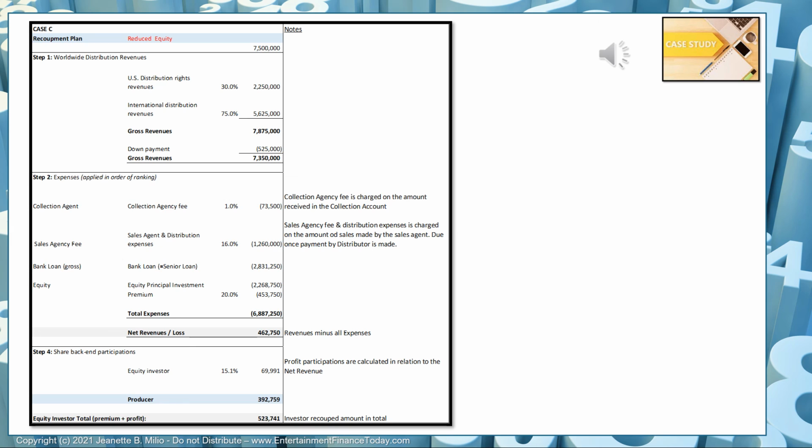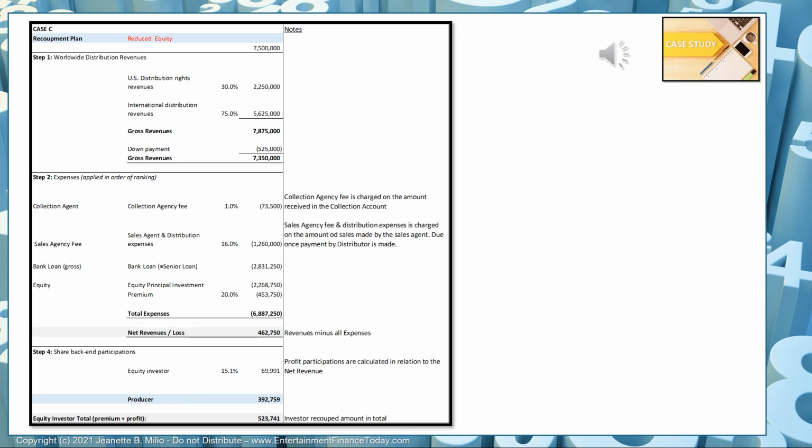The equity investor, as you remember, gave us 30.3%, which is summed up here at 15.1%. If I would make this two numbers behind, the percentage would probably be 15.15, but in this case Excel rounded it, so it's 15.1%, which is fine. $69,991 is going to the equity investor, which leaves us with $392,759. So the way we are calculating the profit participation is we're calculating the percentages in relation to the net revenues. So because we have $462,750 left of that, the equity investor gets 15.1% and we receive the rest.